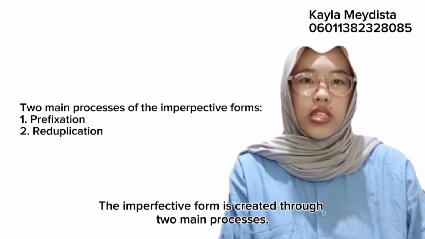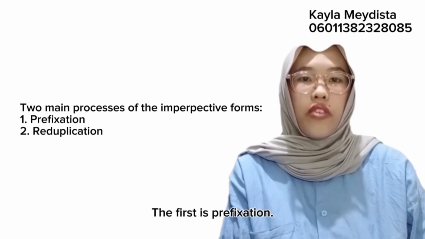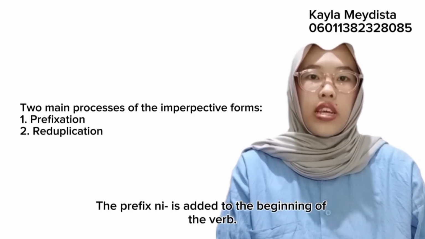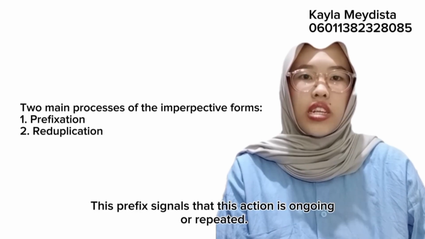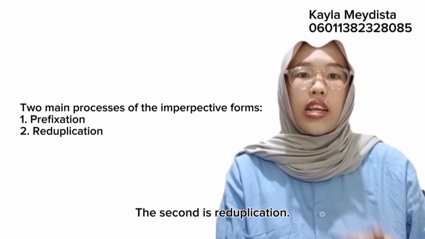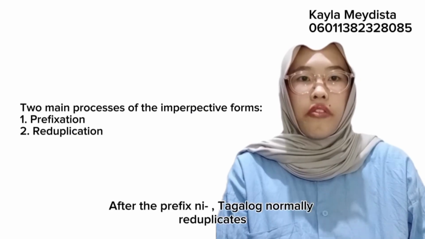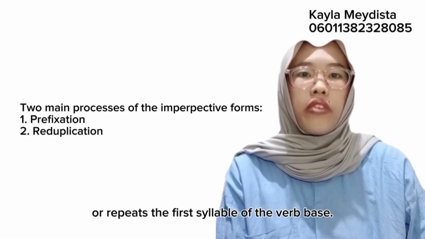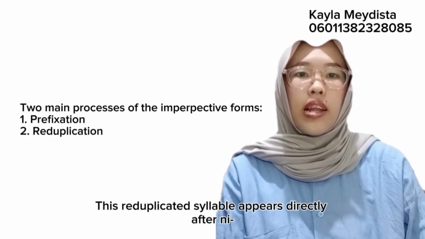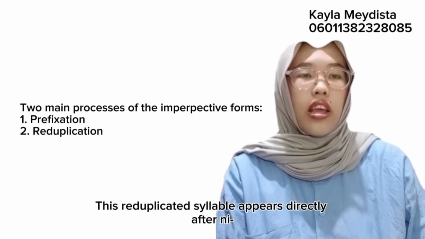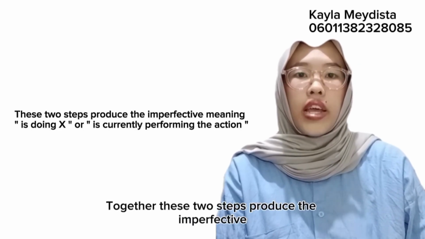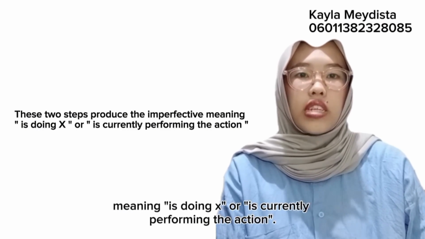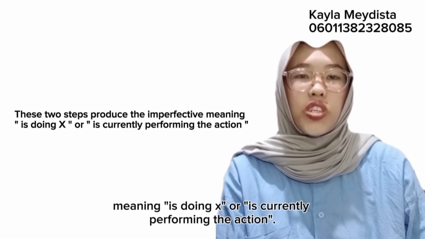The imperfective form is created through two main processes. The first is prefixation. The prefix "ni" is added to the beginning of the verb. This prefix signals that this action is ongoing or repeated. The second is reduplication. After the prefix "ni", Tagalog normally reduplicates or repeats the first syllable of the verb base. This reduplicated syllable appears directly after "ni" and before the rest of the verb. Together, these two steps produce the imperfective meaning: is doing X or is currently performing the action.